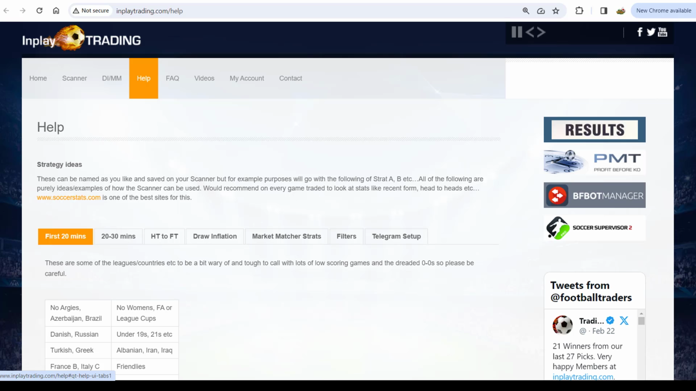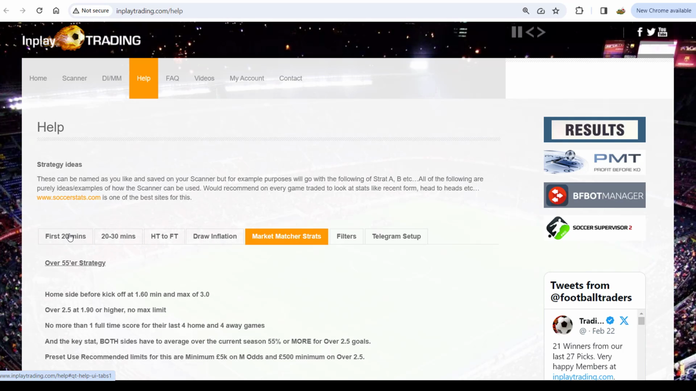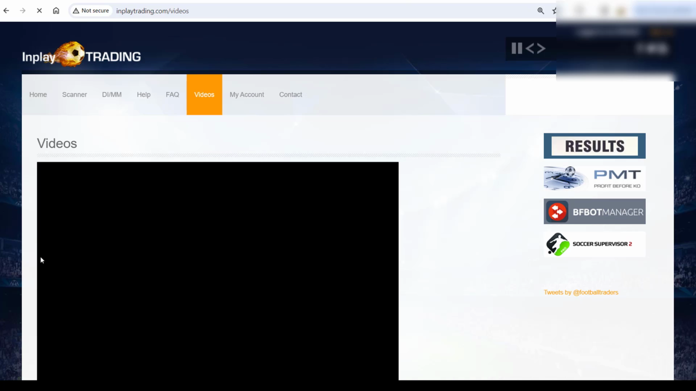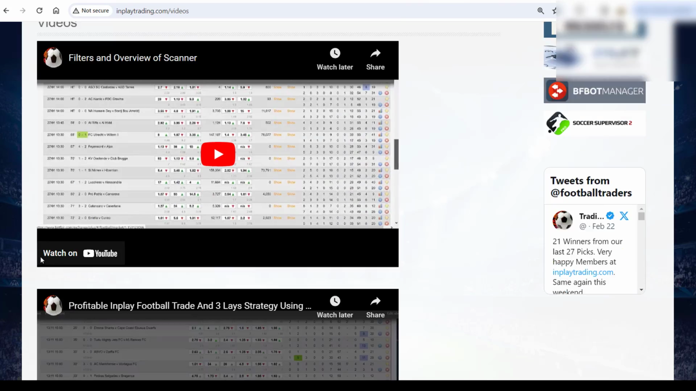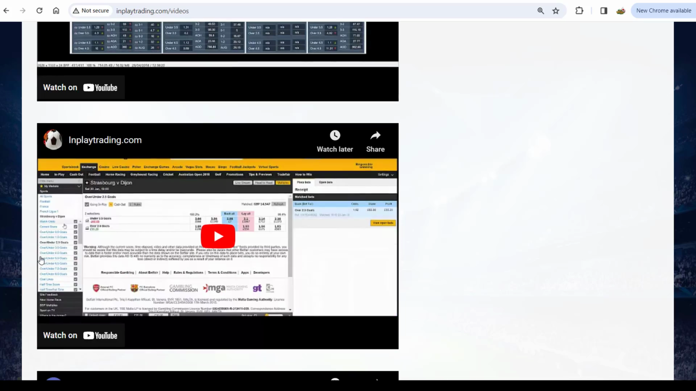And once you get a subscription with in-play trading and go to the help section, you will be able to see the different strategies that they have, and they explain how to use them. I'm not going to show them here because you need to sign up and become a subscriber first. And they also have videos to explain how to use their software and different strategies you can use, and also examples of them making different trades.